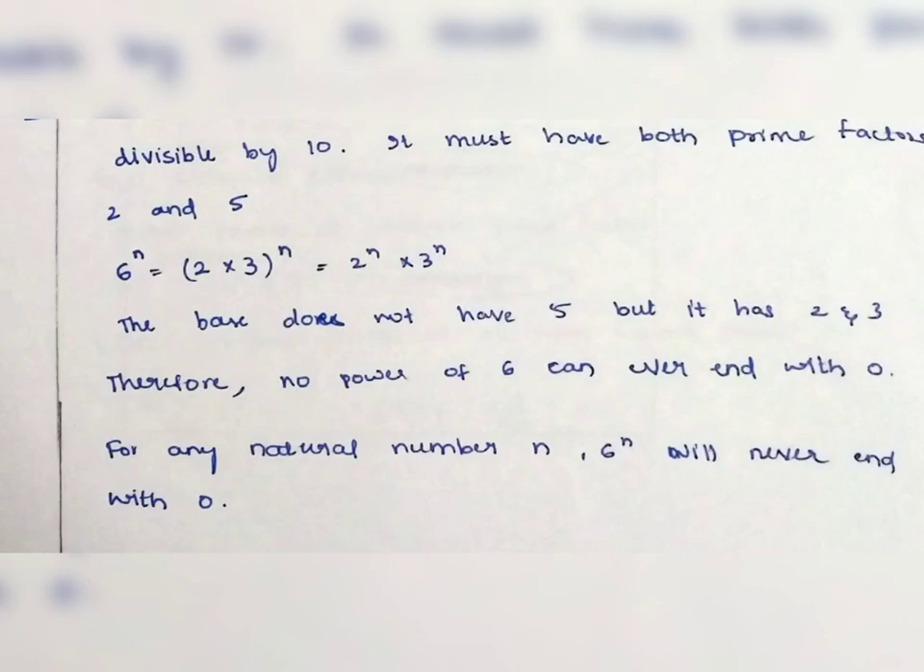If we check 6 power n, 6 power 1 is 6, 6 power 2 is 36, 6 power 3, like that. If you do n number of things, you will not get 0, because it cannot be expressed with the factor 5, so it will not end with 0. For any natural number n, 6 power n will never end with 0.